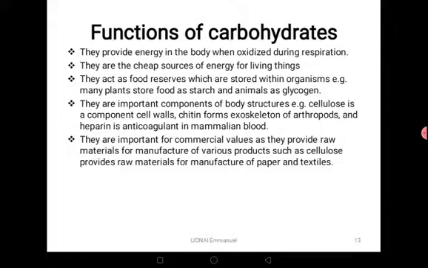They are important for commercial values. For example, they provide raw materials for the manufacture of various products. For example, cellulose provides raw material for manufacture of paper and textiles. So those are some of the functions of carbohydrates that we need to know. So carbohydrates are very important. I think their most important function is they are energy-giving food, a food that gives you energy for doing work.